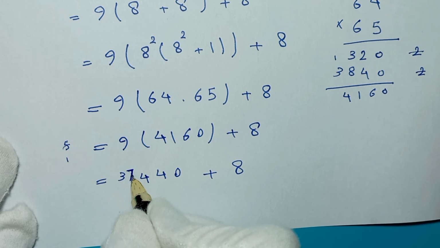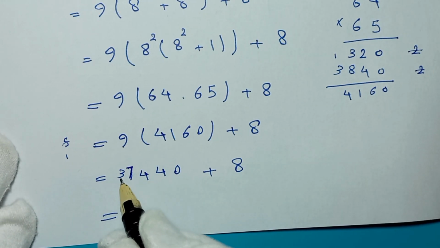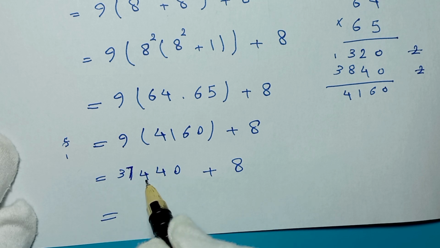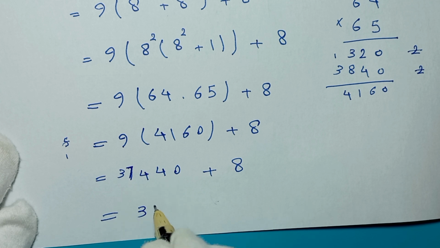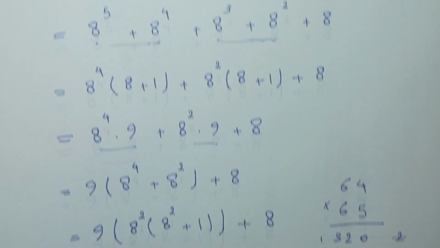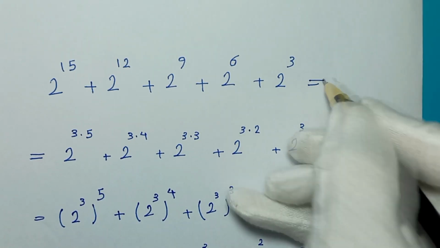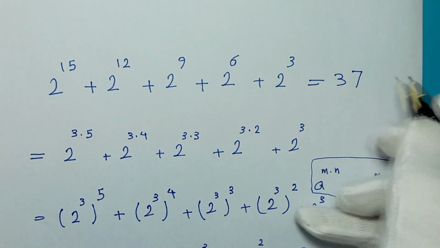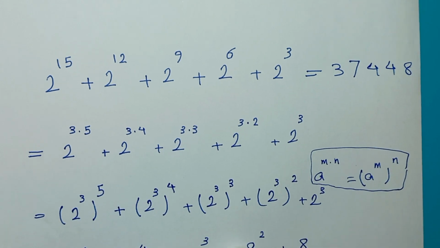So it will be 37,440 plus 8 is 37,448. And this is our final answer for this equation. So our answer is 37448.